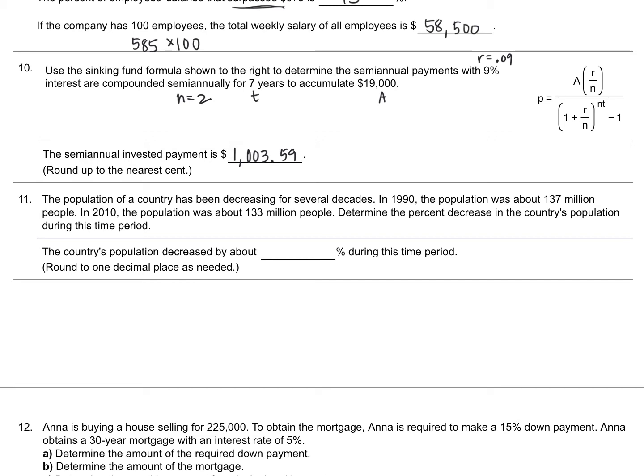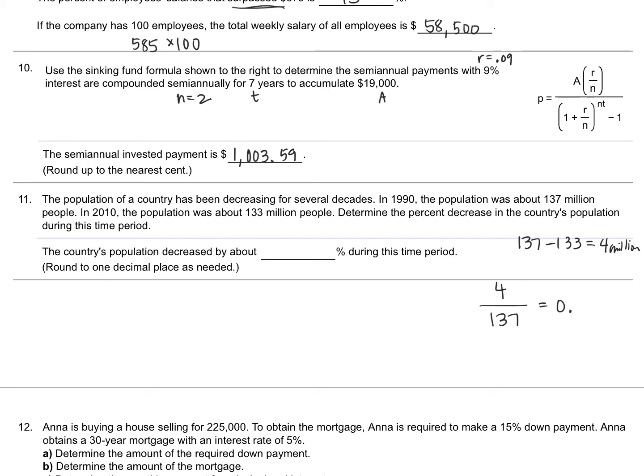Whenever you're trying to find a percent increase or a percent decrease, you always want to find the difference and then divide that by the original amount. So 137 million minus 133 million is 4 million. That's the difference, and that's 4 million over 137 million, which is the original population. That will give you the percent decrease. I was going to say increase, but it's not. It's a decrease, right?